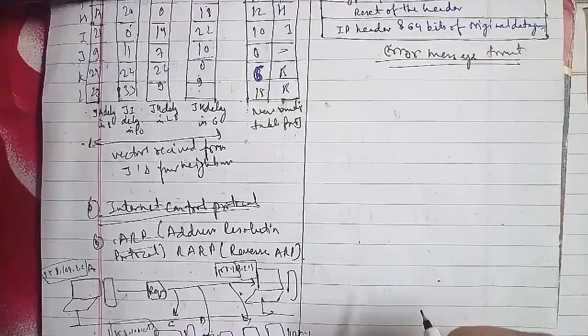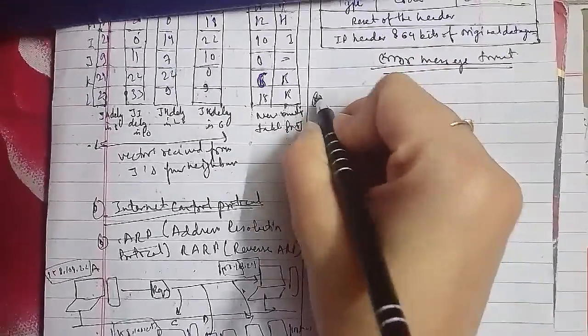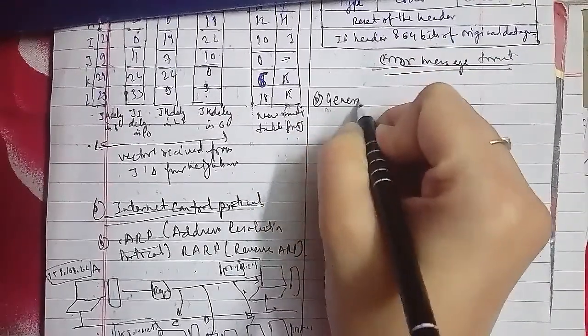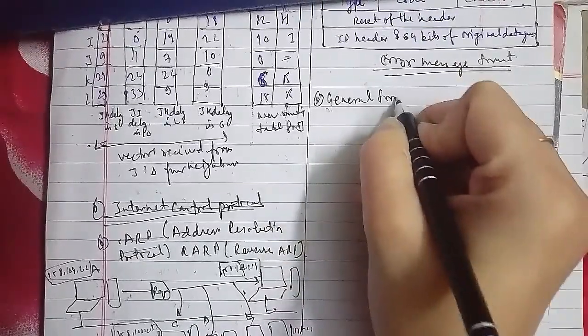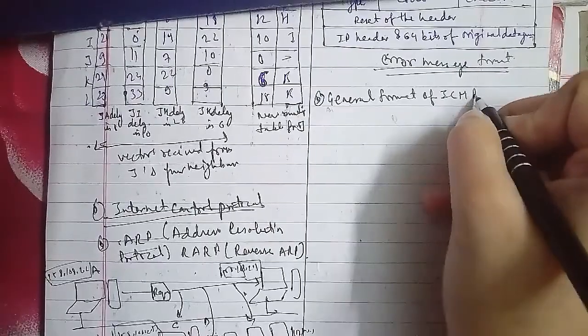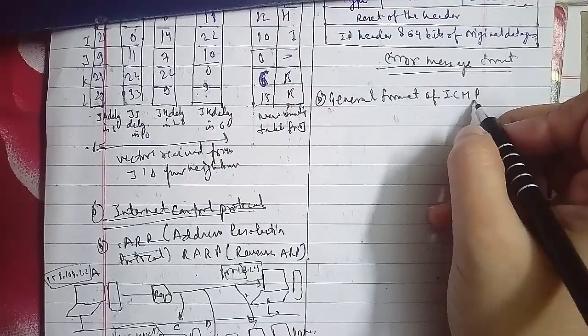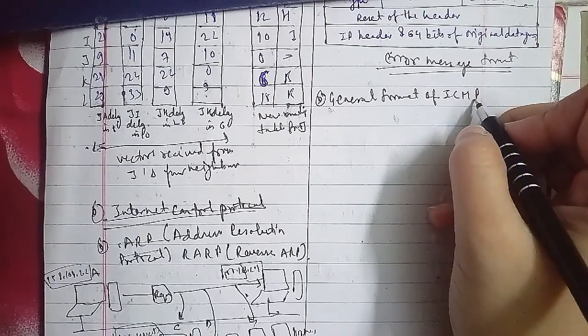Different types of error reporting message. ICMP handles 5 types of error. The first type of error we have here is destination unreachable.